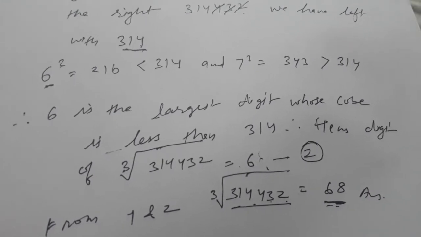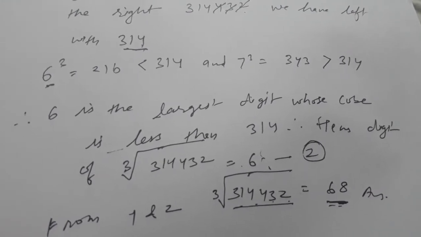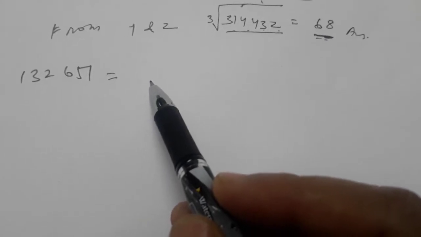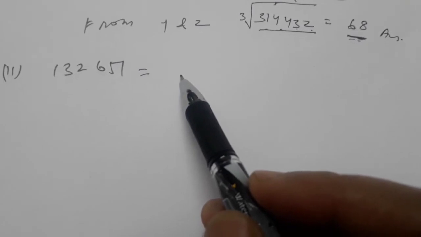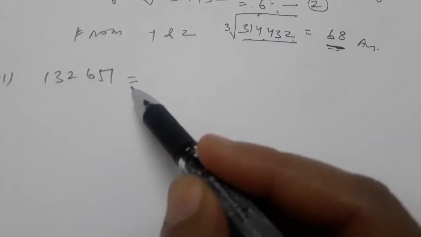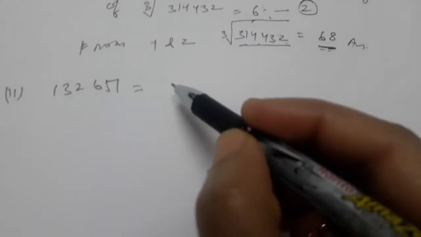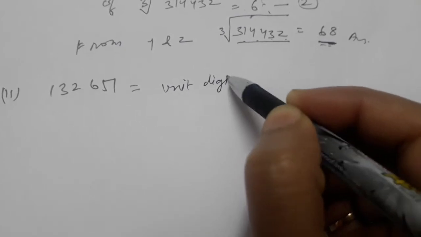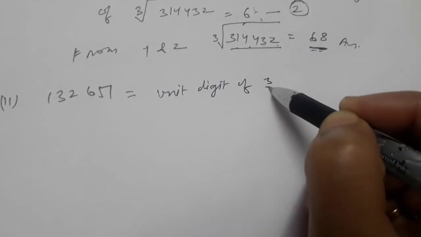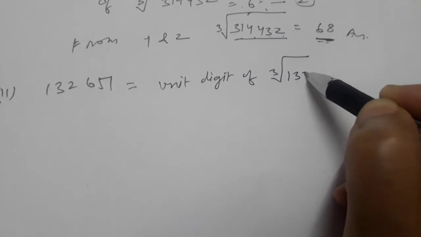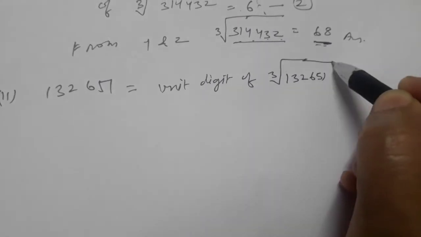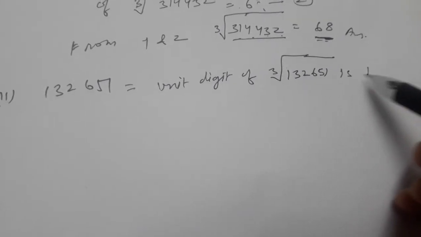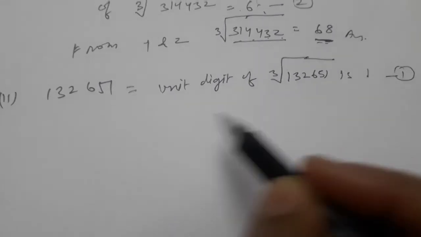Now come to the second part. Second part is 1,32,651. Our first step would be the unit digit of the cube root of 1,32,651, which is 1. Why? Because the cube of 1 is 1 only. So this is our first statement.